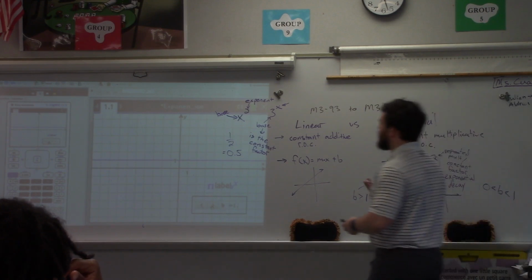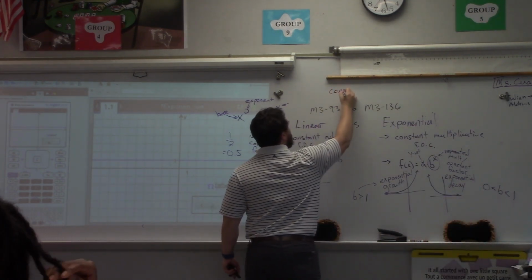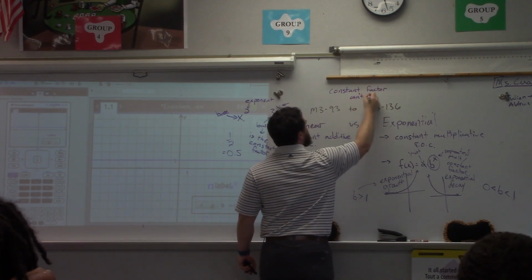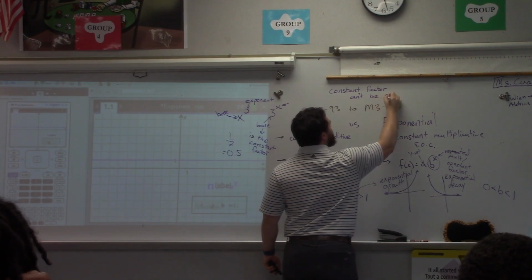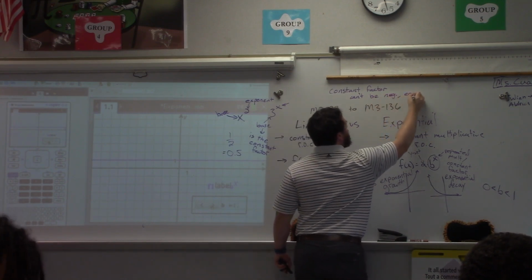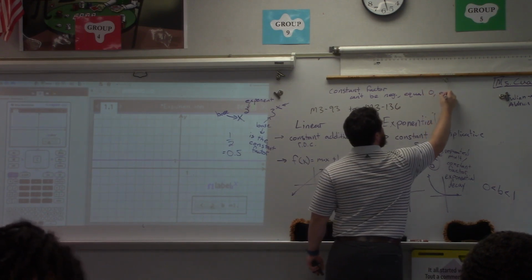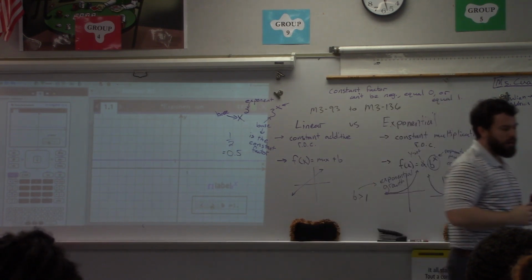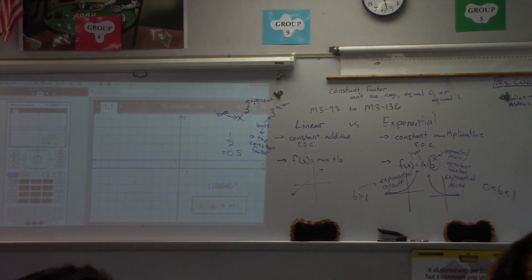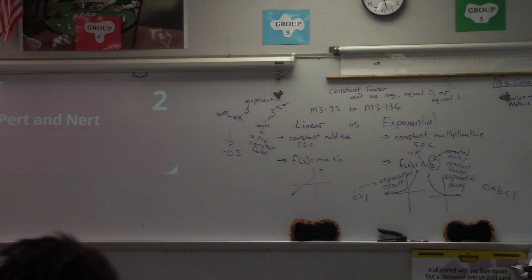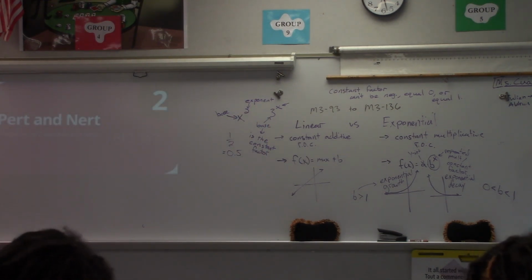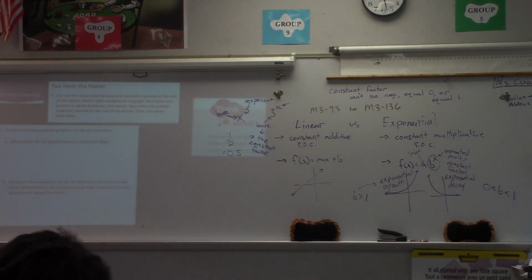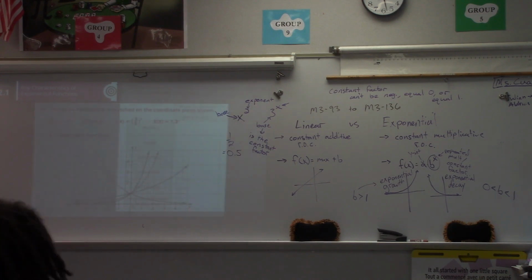Make a note of this to yourself: the constant factor can't be negative, can't equal 0, can't equal 1. What box do you put that in? Top left. Actually, no, top right. Sorry, exponential functions and their features. Can't be negative, cannot equal 0, or equal 1.